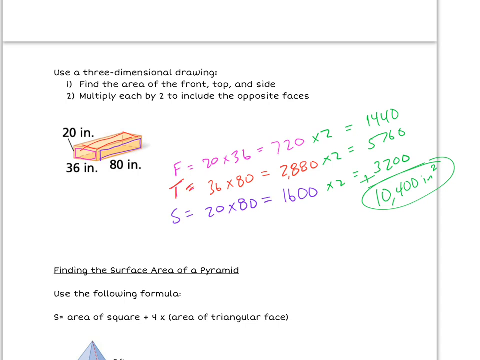I'm going to stop here, and we will do surface area of a pyramid and surface area of a cylinder next time.